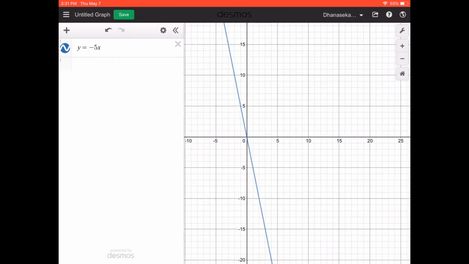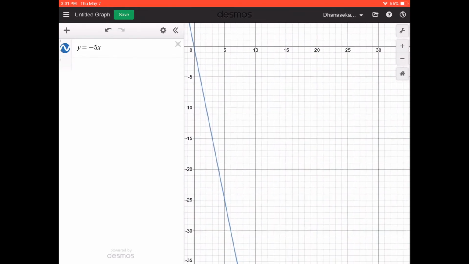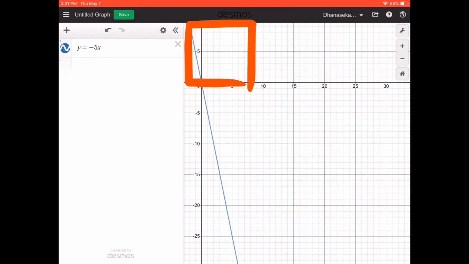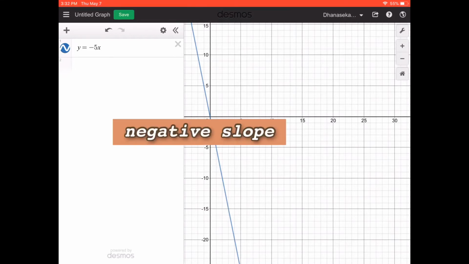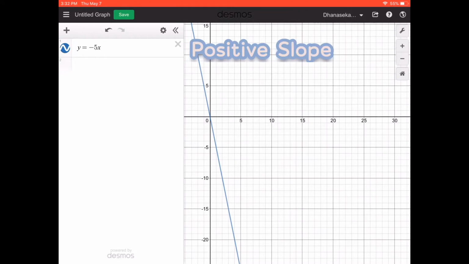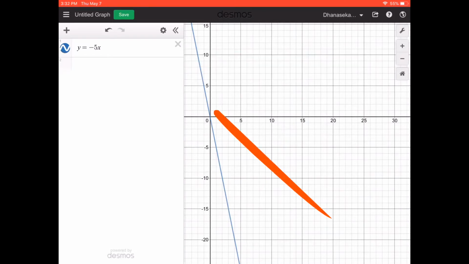You guys can take a look here that if you look at this graph from left to right, it goes from the top, or at least somewhere in the top, and it goes down. Well, not actually straight down, but it goes down. So that's basically what a negative slope is. A positive slope goes up when you read it from left to right, and a negative slope goes down if you read it left to right.